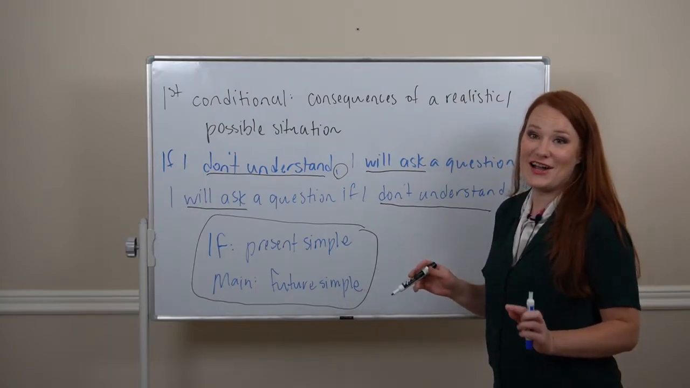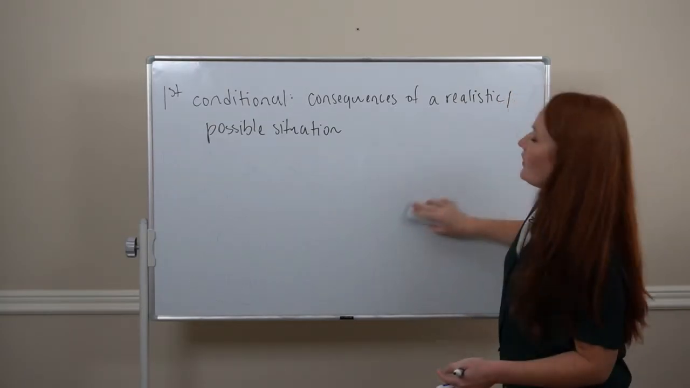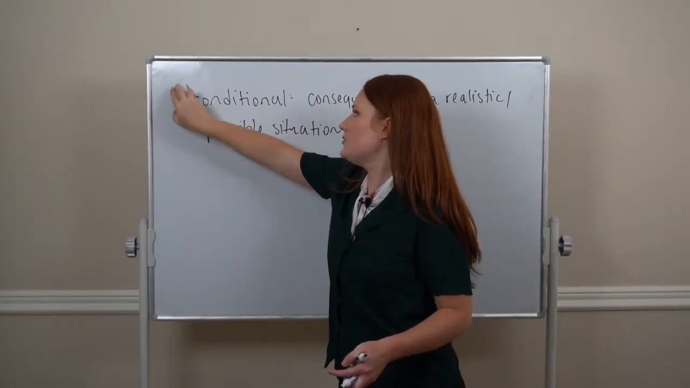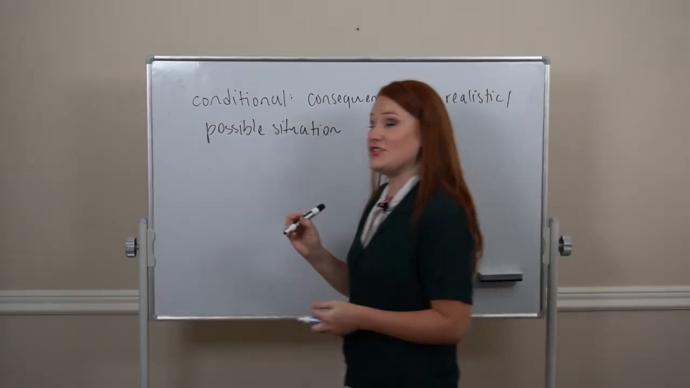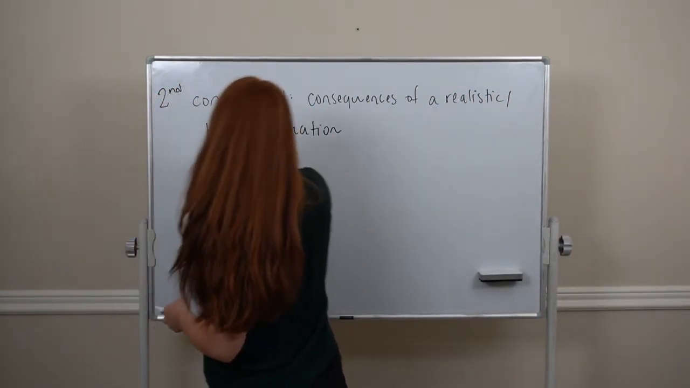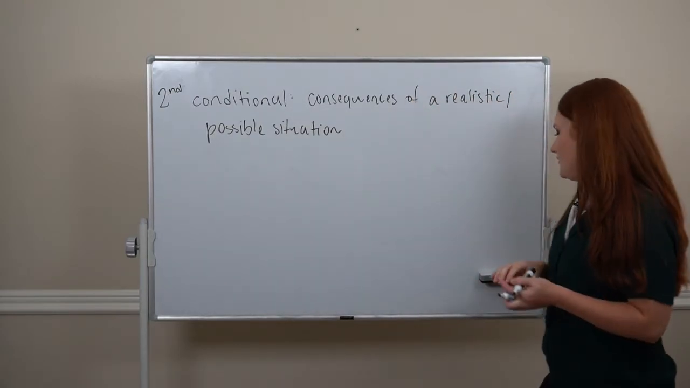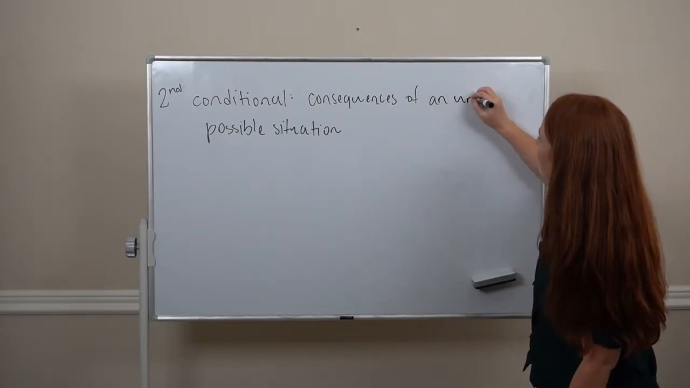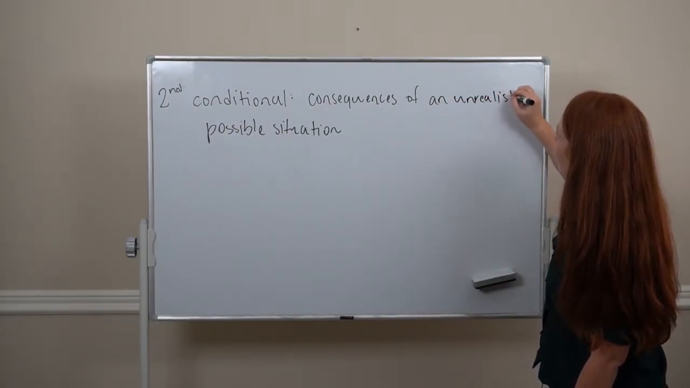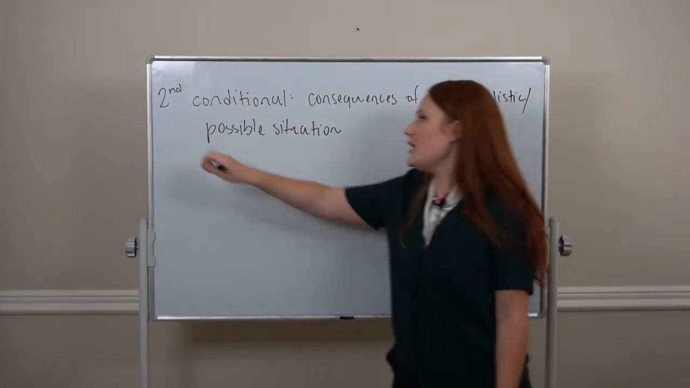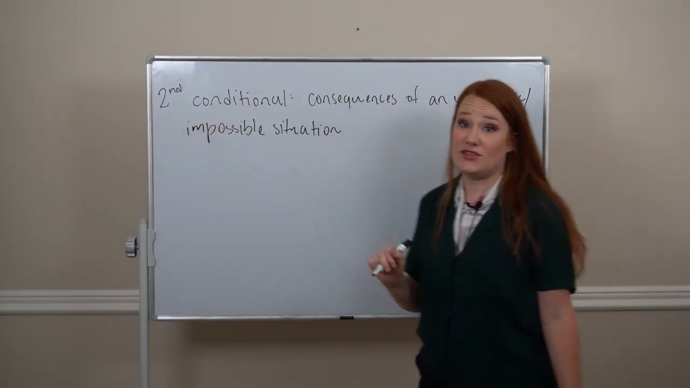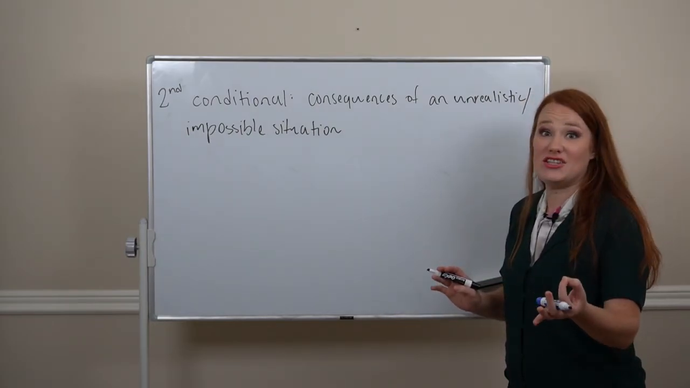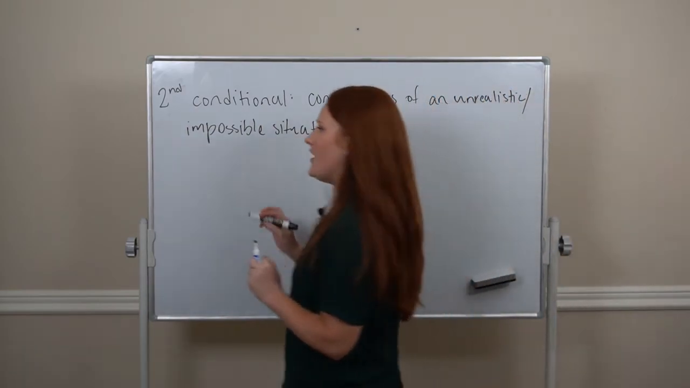So now let's talk about second conditional. If first conditional is the consequences of a realistic or possible situation, second conditional is the consequences of an unrealistic or impossible situation. So, as an example, in biology class, you have 95%.